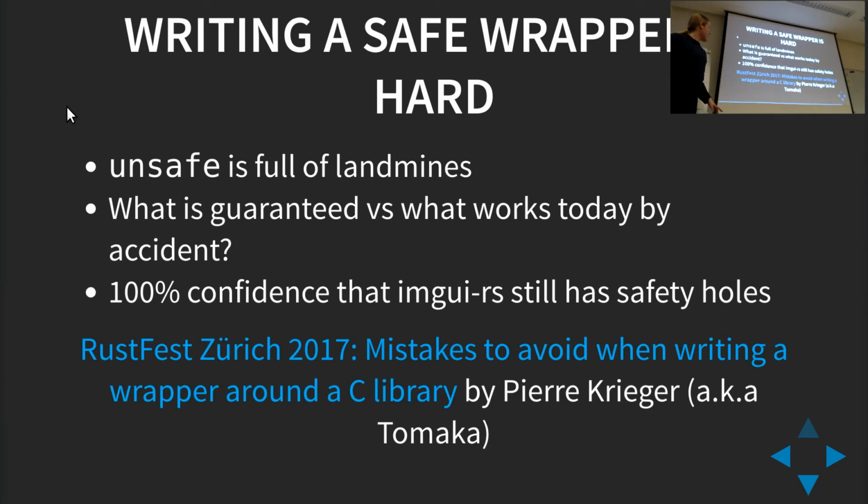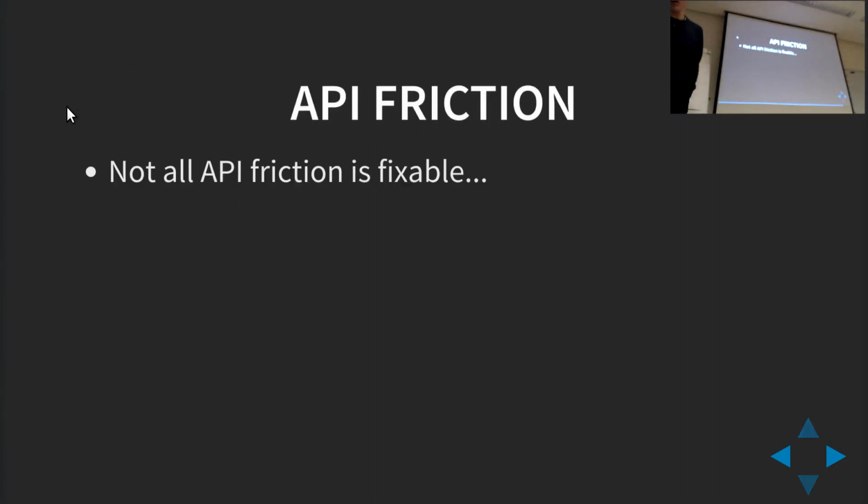And I wasn't personally at Rust Fest Zurich this year, but the Glium developer had this very nice presentation about mistakes to avoid when writing a wrapper around a C library. So if you have any intention of writing any wrappers, watch that. I learned some stuff from that presentation. Okay, and API friction that I've been talking about, not all is fixable because when you're binding to another library, you need to just work around some design things if they cause complications. You can't just fix everything.